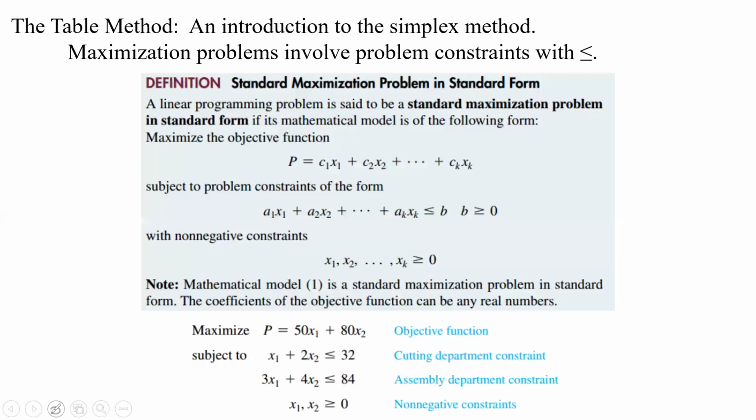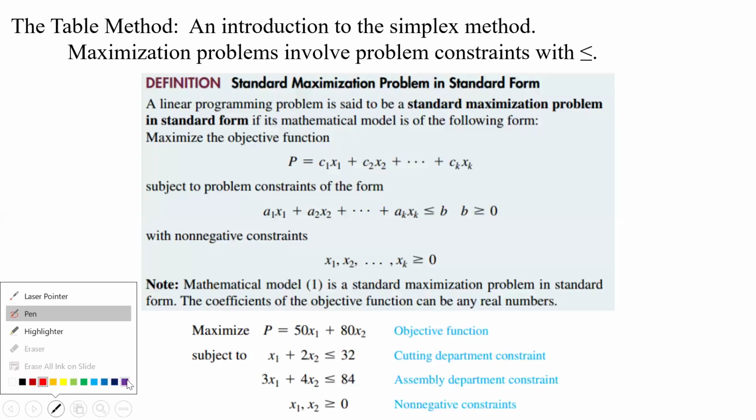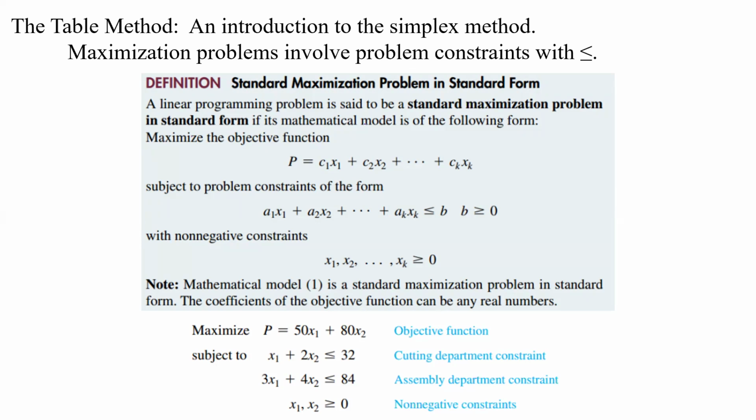Okay. And so what we're going to do is we have this definition, and the definition says a linear programming problem is said to be a standard maximization problem in standard form if its mathematical model is of the following form. So we have maximize profit, usually, such that P equals C1 times X1 plus C2 X2 plus so on until we get to CK XK. And then we're subject to the problem constraints that are of the form A1 X1 plus A2 X2 and so on, and they all again have to be less than or equal to B, and our B has to be a number that's greater than or equal to 0.